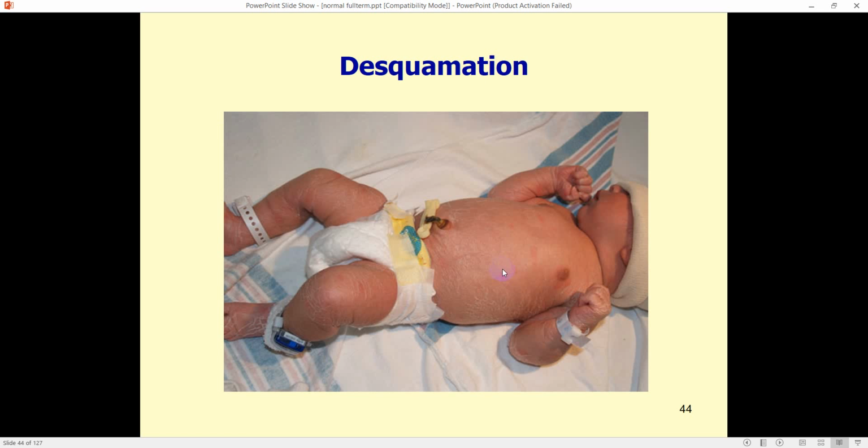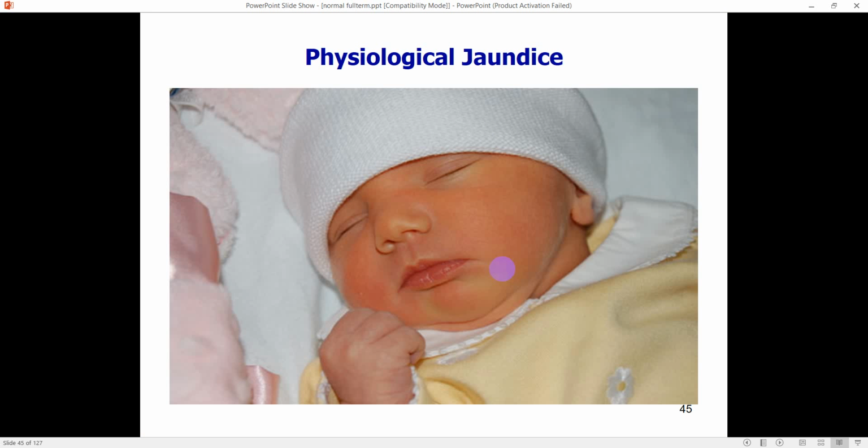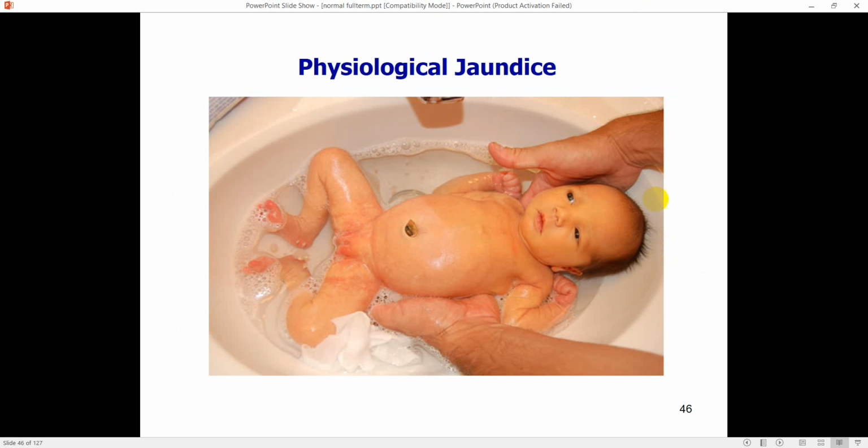This newborn has desquamation of the skin. The skin looks dry with no evidence of vernix. He was delivered post-mature, so the vernix is absent. Look at the face of this newborn, it looks like a yellowish discoloration. He has neonatal jaundice. This baby has yellowish discoloration of the skin and sclera, which is called jaundice.